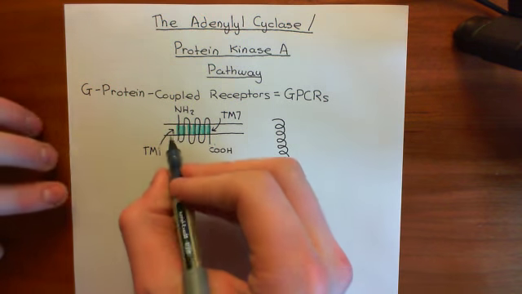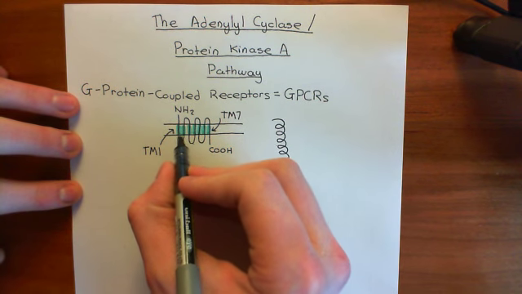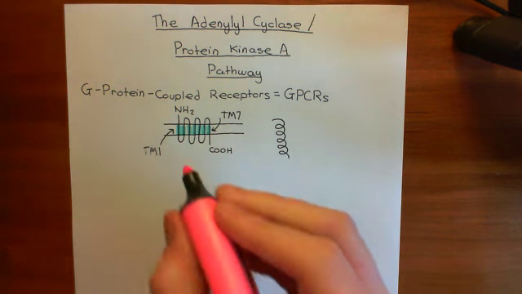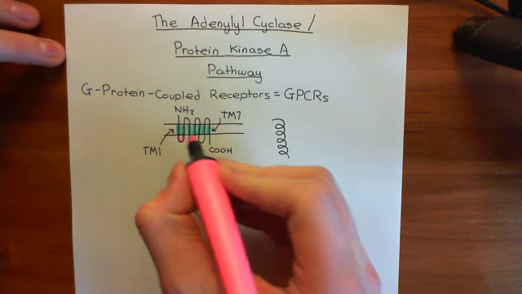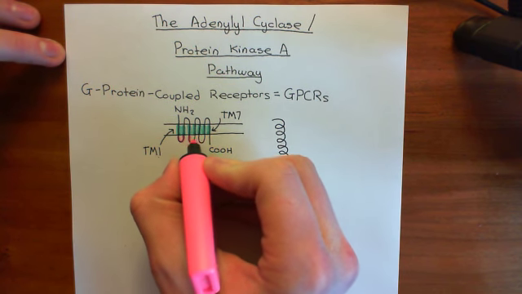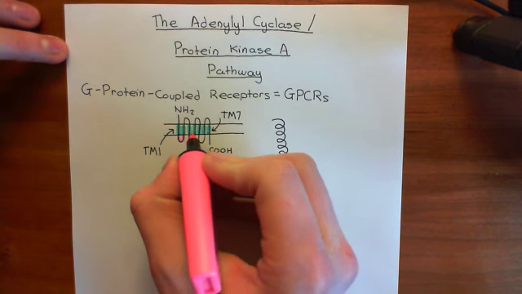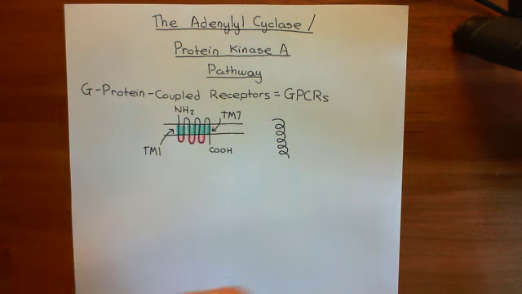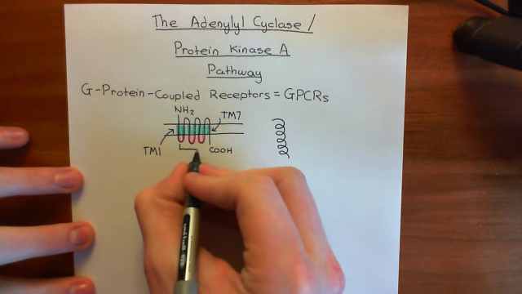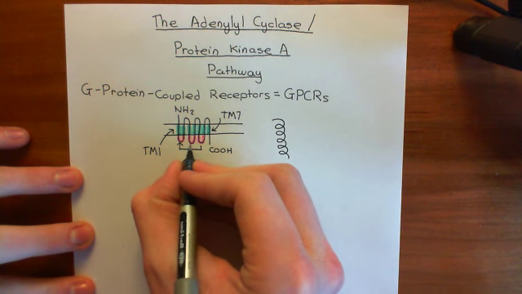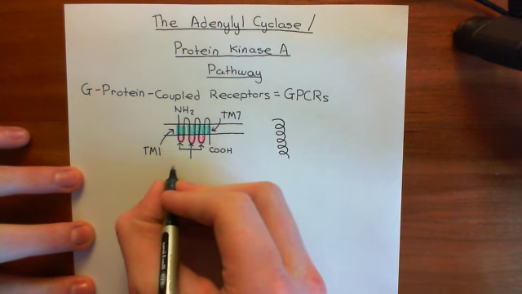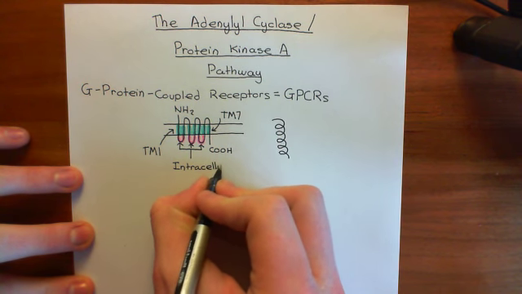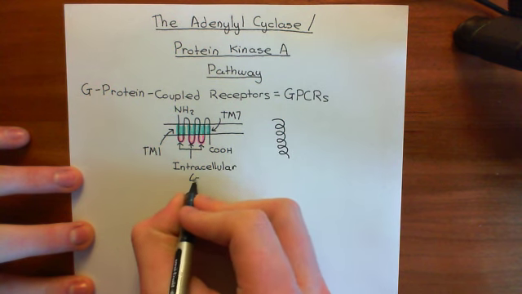Right, then we have names for these loops that are in between the membrane-spanning alpha helices. Now, 3 of these loops are intracellularly, so we have one here between the first and the second membrane-spanning alpha helice. We have another one here between the third and the fourth, and another one here between the fifth and the sixth. Okay, and these are known as the intracellular loops. Okay, so all 3 of these are intracellular loops. And for short, intracellular loops are often abbreviated to ICLs.